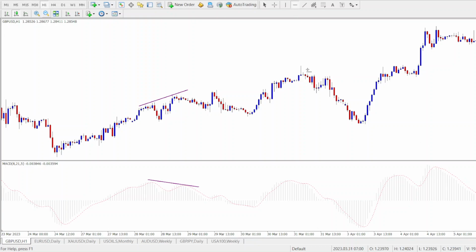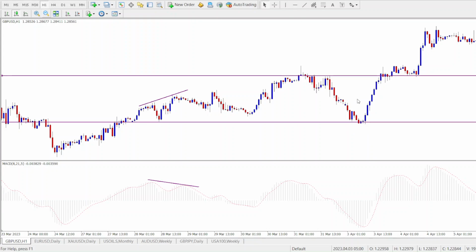It's always important that you make use of support and resistance levels. As a trader who uses price action, as a trader who trades based on signals from technical analysis, you should pay attention to support and resistance levels, because those are very important levels on your chart. So pay attention to them.